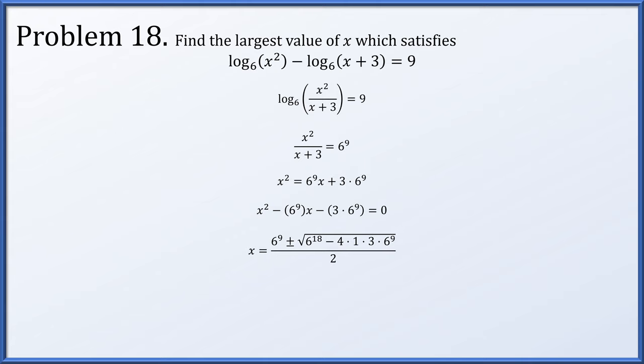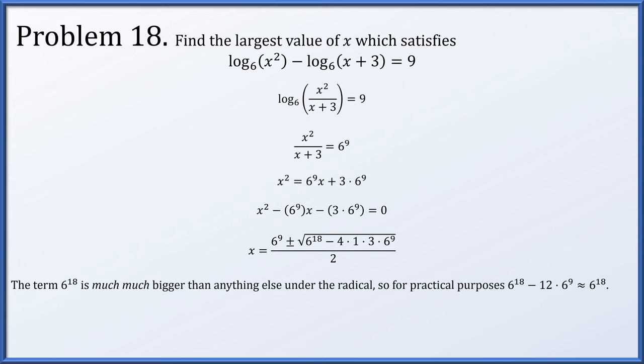By applying the quadratic formula, we get x equals, this is kind of a mess, 6 to the 9th plus or minus the square root of 6 to the 9th squared, otherwise known as 6 to the 18th, minus 4 times 1 times 3 times 6 to the 9th. Now, 6 to the 18th under the radical is way bigger than 6 to the 9th. How much bigger is it? It's bigger by a factor of 6 to the 9th.